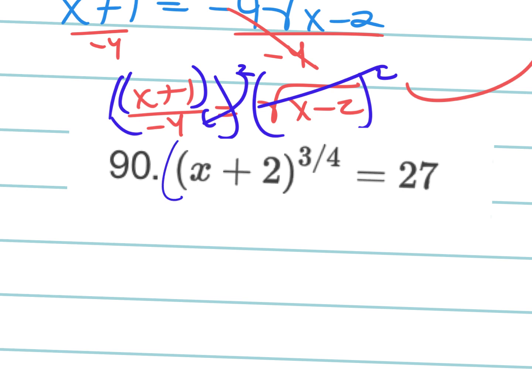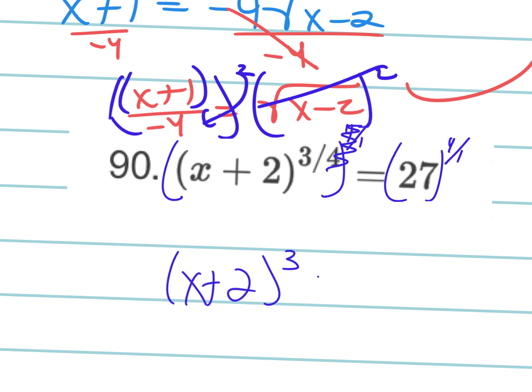But how do I get 3/4 to disappear, to cancel out? I'm going to multiply by the denominator. We talked about this. Not multiply, raise it to the denominator. So when I multiply 3/4 to the 4/3, this cancels. I'm left with just x plus 2 to the 3rd power equals 27 to the 4th power.